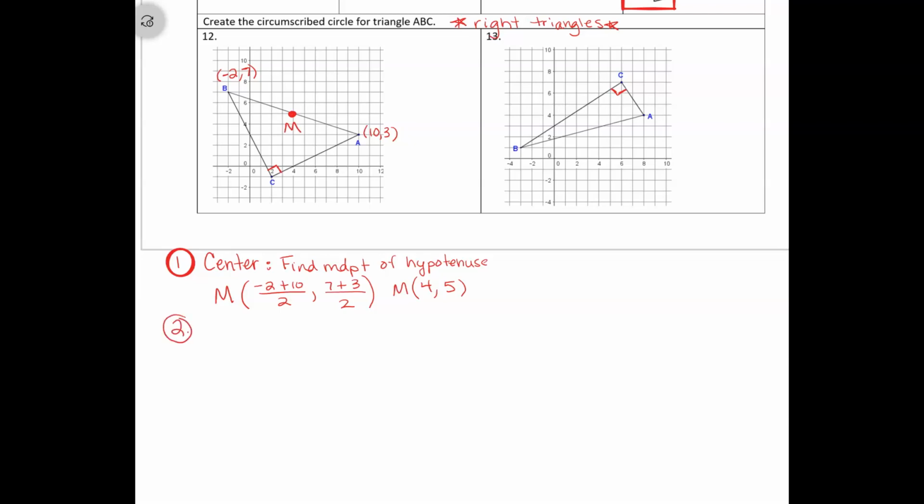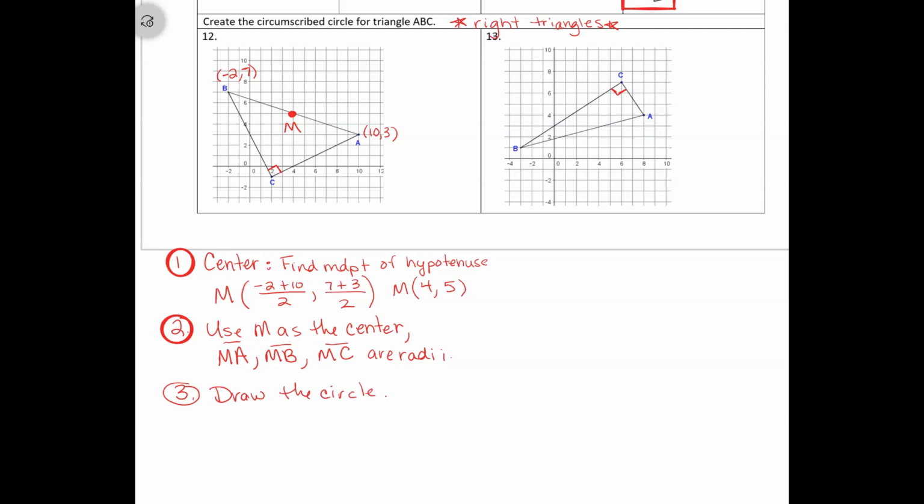Now, the second thing we are going to do, we need to use M as the center of the circle, and then we need to identify radii. If you will notice, MA, MB, and MC are all radii. Step 3, we will now draw the circle.